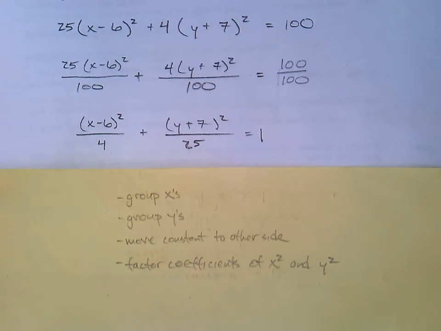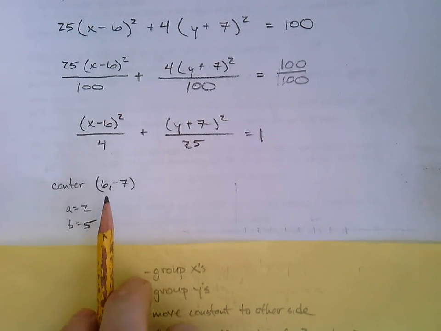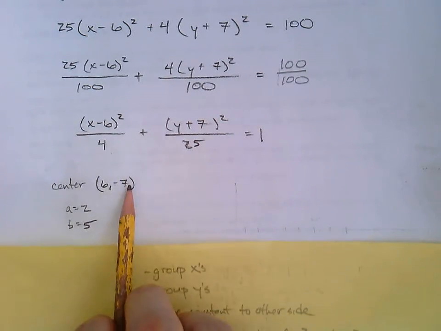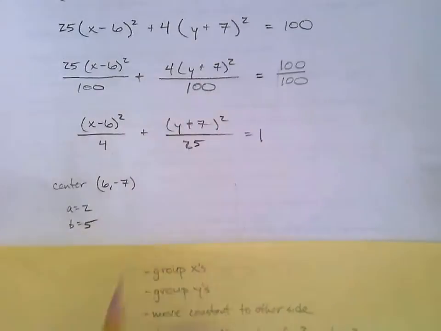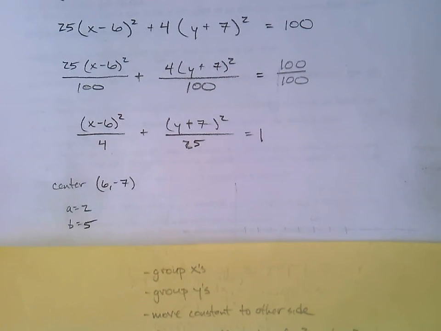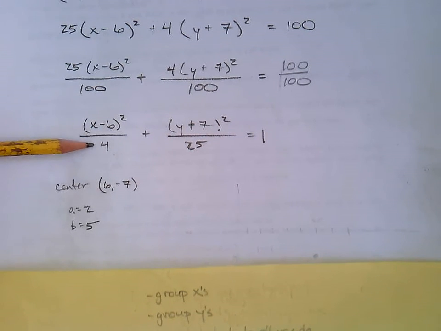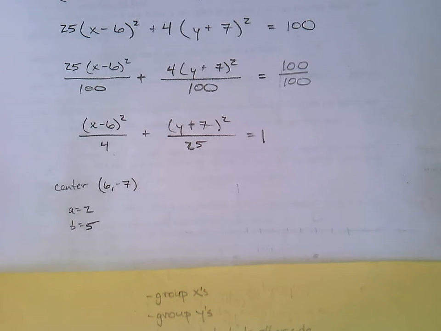So let's identify the h, the k, the a, and the b. Here they are. The center, okay. 6 is the x-coordinate. -7 is the y-coordinate. Remember, it's always the opposite of what you see in the equation. So if we're subtracting, it's actually a positive. If we're adding, it's actually a negative. We see the 4 here under the x, so that means a is 2. And the 25 under the y means b is 5.